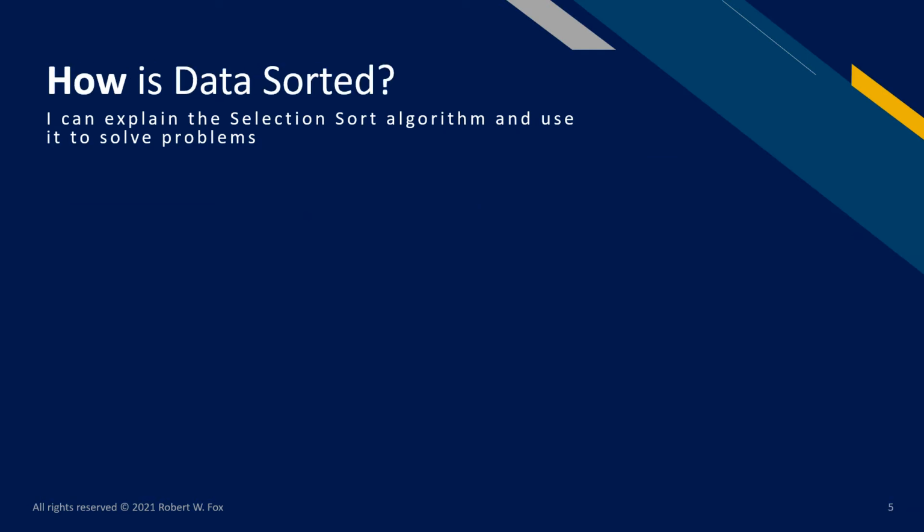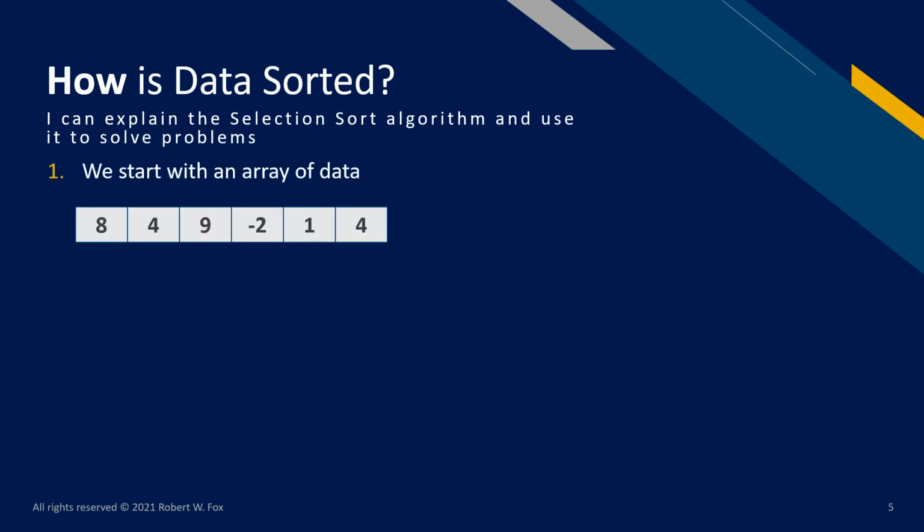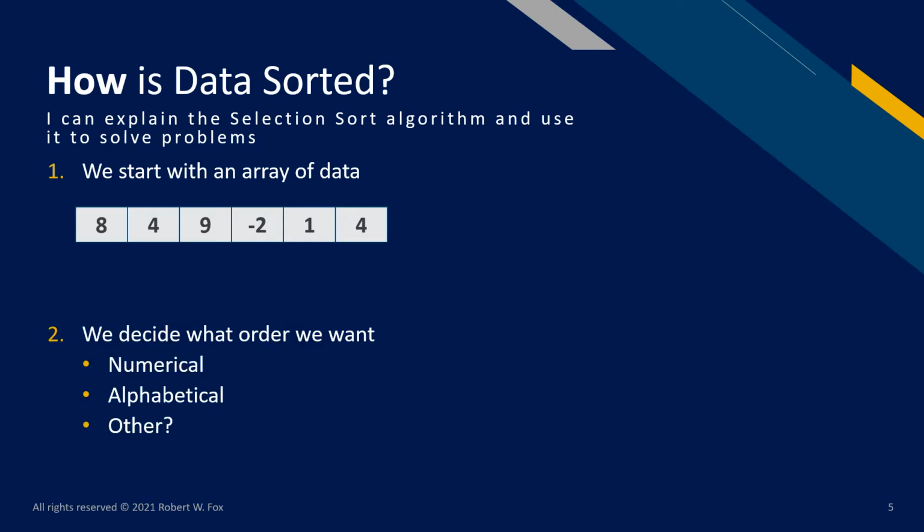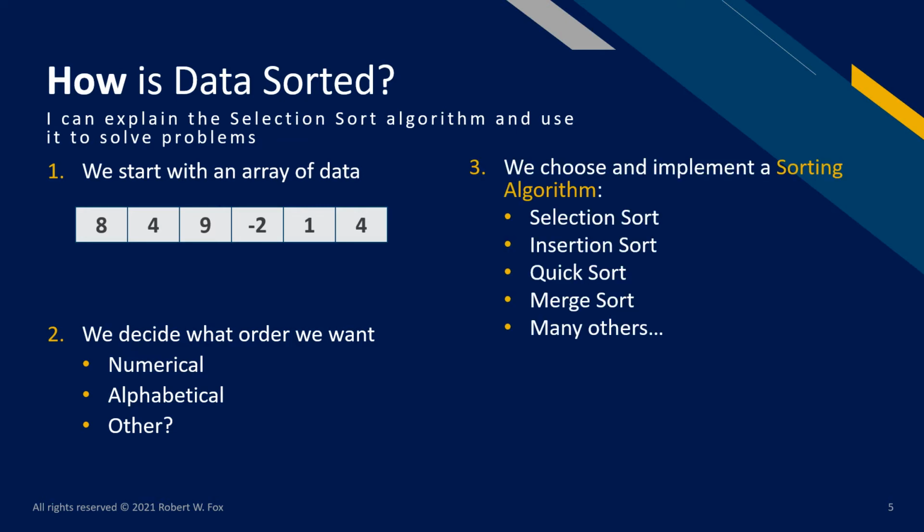For us, sorting is going to be a three-step process. The first thing is we're going to have some data to sort. It could be numbers, it could be words, it could be anything. The second step is we have to decide what order we want to sort it in. Do we want numerical order? Is it going to be ascending, descending, alphabetical order, something else? And then finally, we're going to choose and implement a sorting algorithm. And remember, an algorithm is just a recipe or a process for doing something in computer science. And there's lots to choose from. Today, we're going to focus on selection sort.